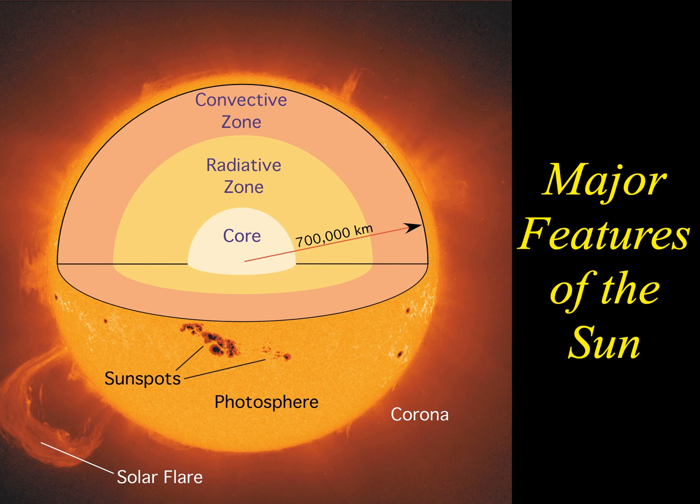The final feature that is shown is a solar flare, and these solar flares are shot out into space, composed of ionizing gas and other kinds of particles, and occasionally our planet intercepts these solar flares.